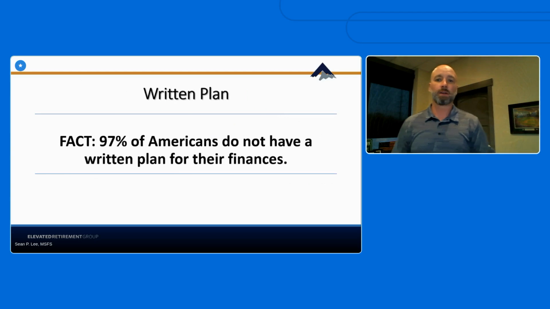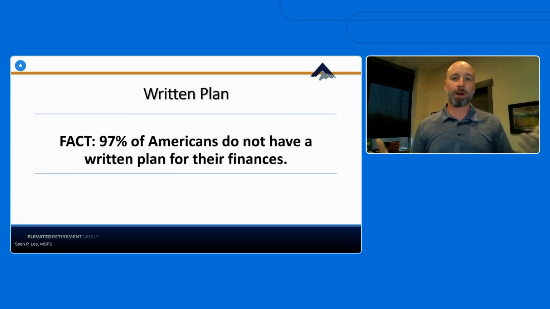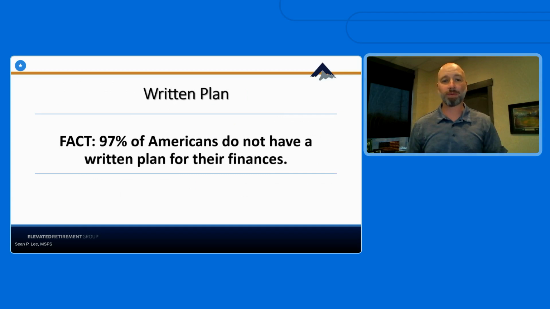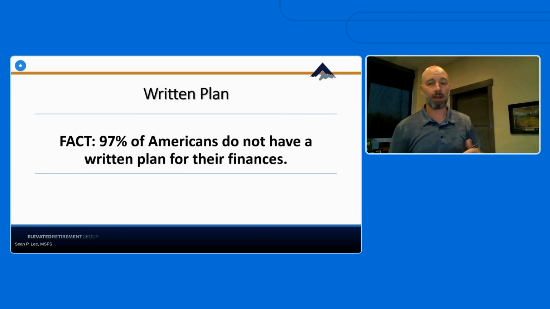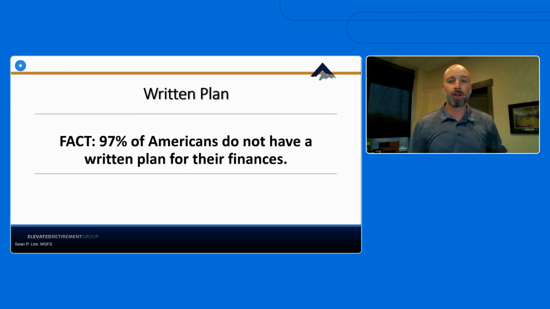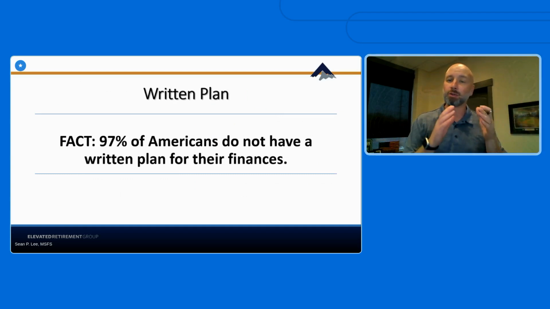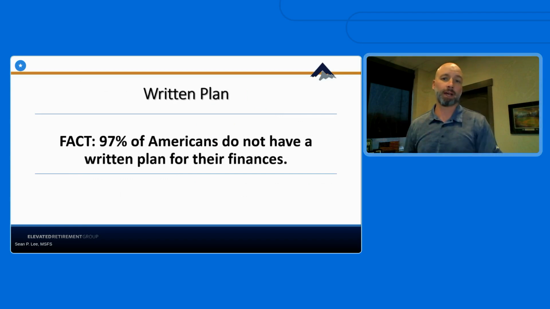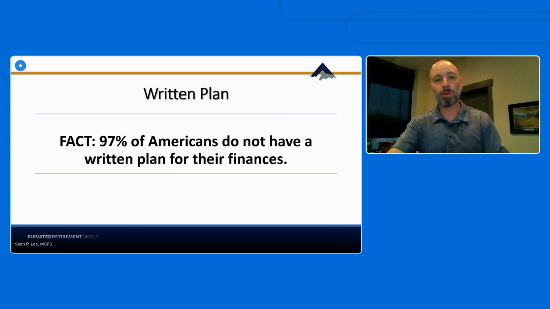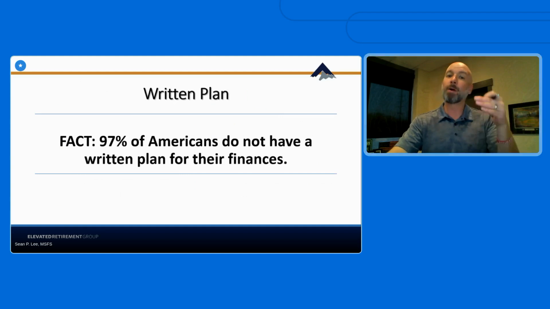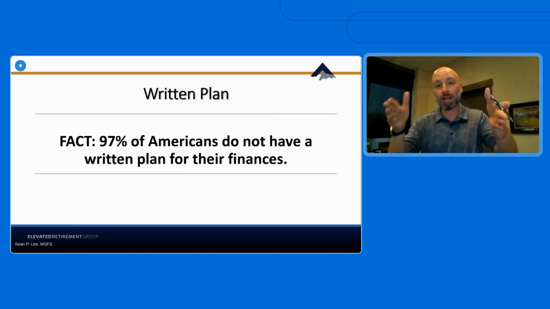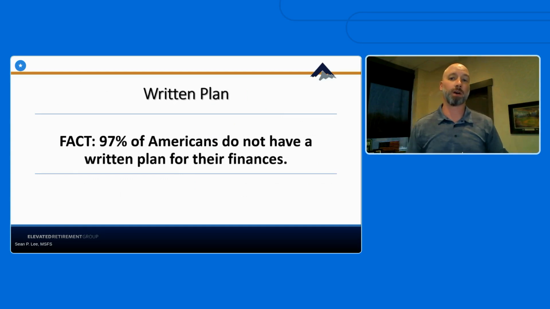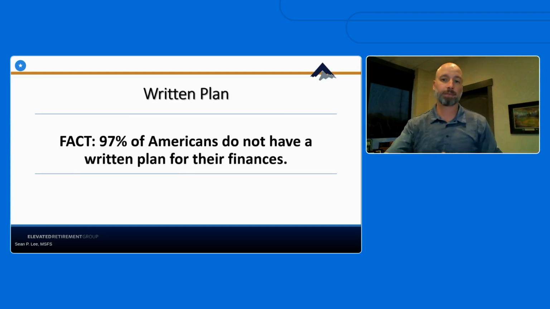Because here are the facts. 97% of Americans do not have a written plan for their finances. We just don't. We'll plan a trip. We'll plan what we're going to do for the day. But the majority of Americans do not have a clearly defined written plan for their finances. So here's my challenge. Don't be part of that 97%. Be part of the 3% who's built a plan, who understands their finances, who understands where their investments are going to go, and understands how you're going to get there.